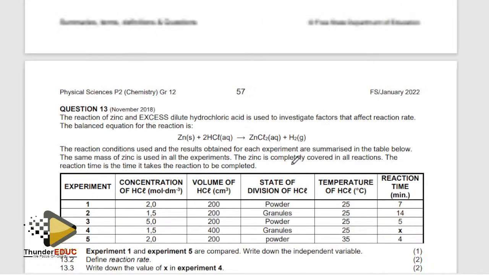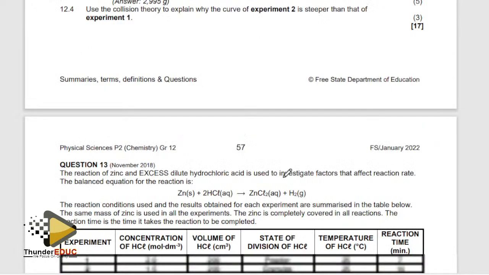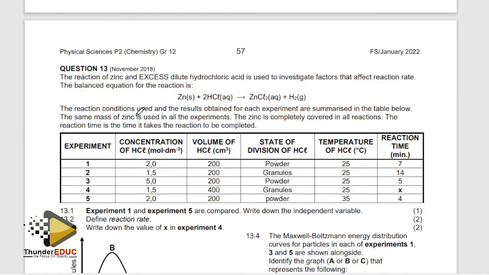Let's look at this experiment. They're saying that zinc, the reaction of zinc is in excess, guys. The moment they talk about zinc, it means that this one will never be a limiting reagent.